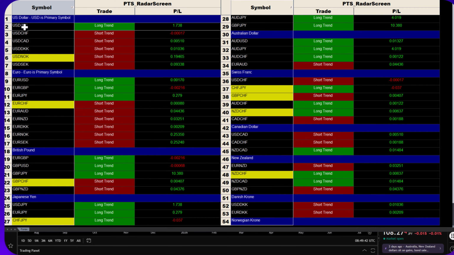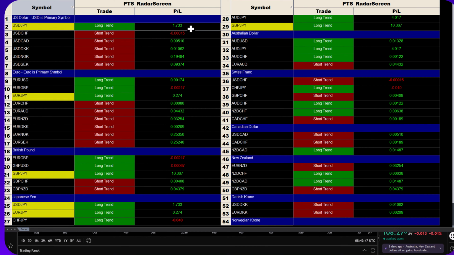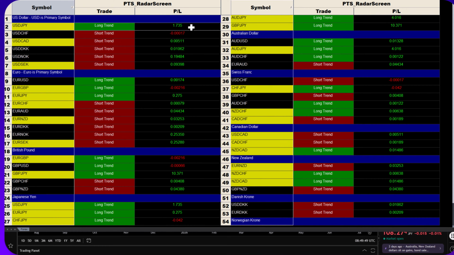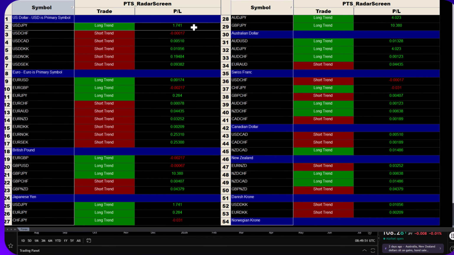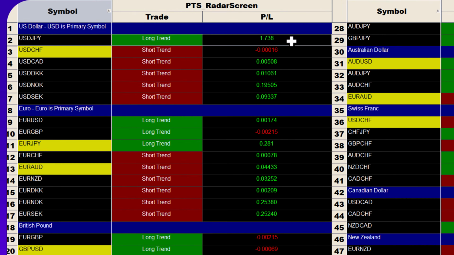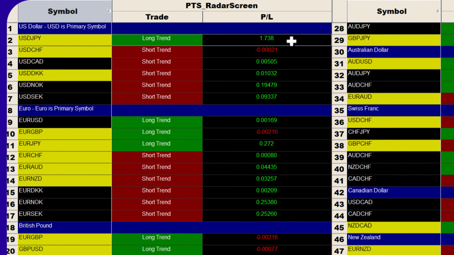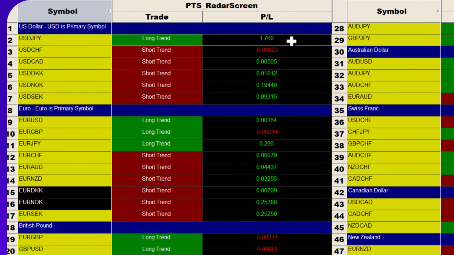Let's go through. Okay, so we're starting with the left-hand side, the US dollar here. It's been in a long trend. It's up 173 pips. You can see it changing here in real time. So the dollar yen, the yen pairs, as I go down here, I'll show you some of the yen pairs' results. They've been absolutely fantastic. The trend may well be changing, though. We'll take a little look at the charts in 1 second.